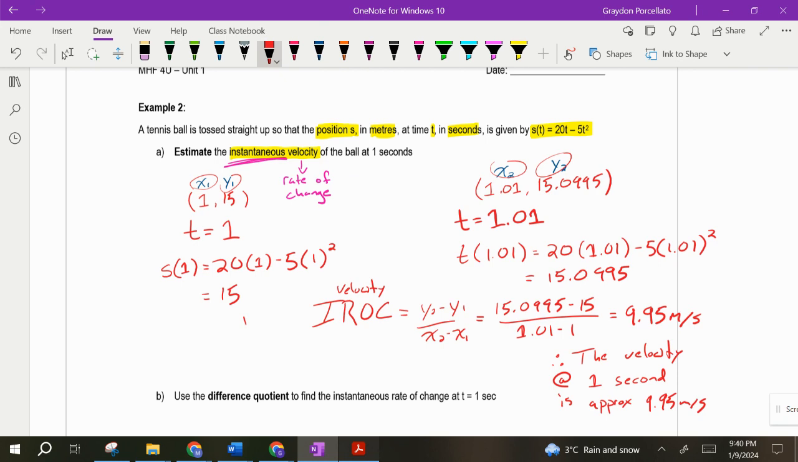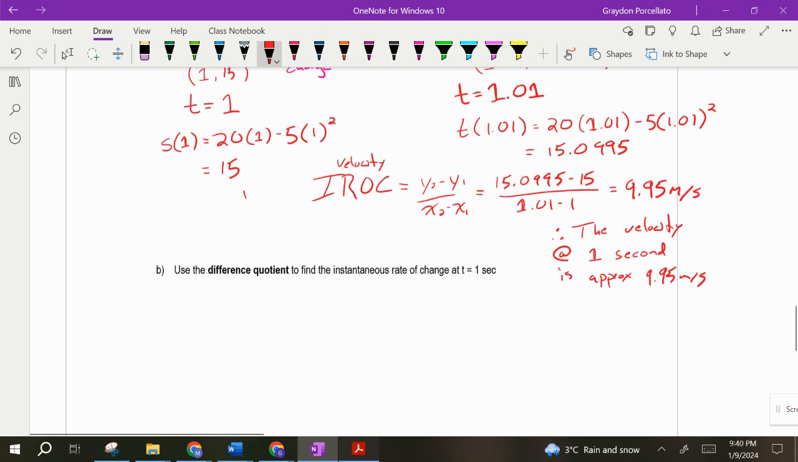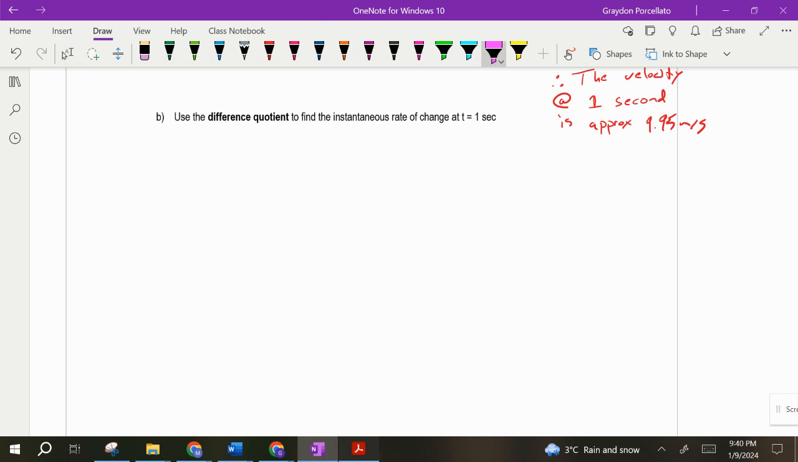The next question, and this is our last question here, does ask us to use the difference quotient. You will be asked to use the difference quotient on your test to determine a simplified expression at times. Now, this one says use the difference quotient to find the instantaneous rate of change at t equal to 1. What we're going to do is use the difference quotient, simplify into just a simple expression, and then sub an h value into that expression.